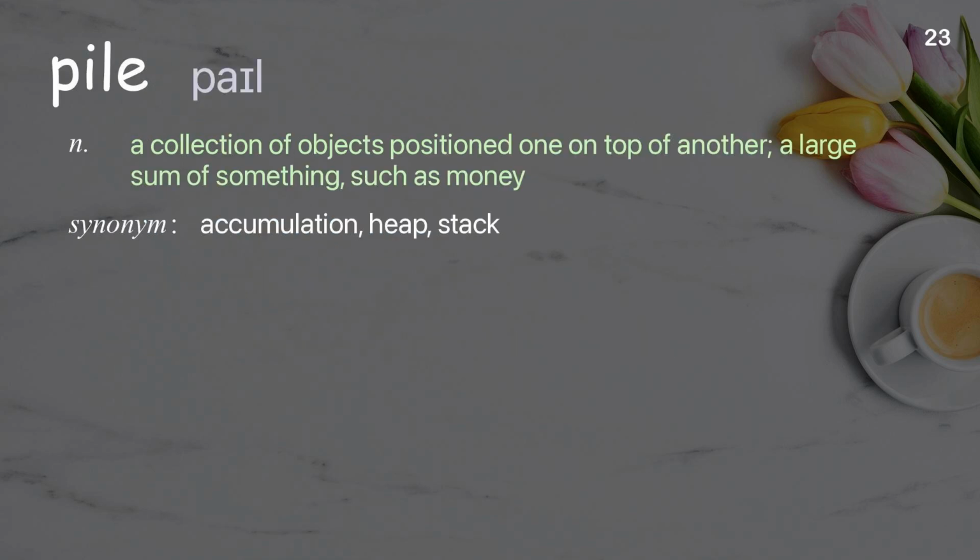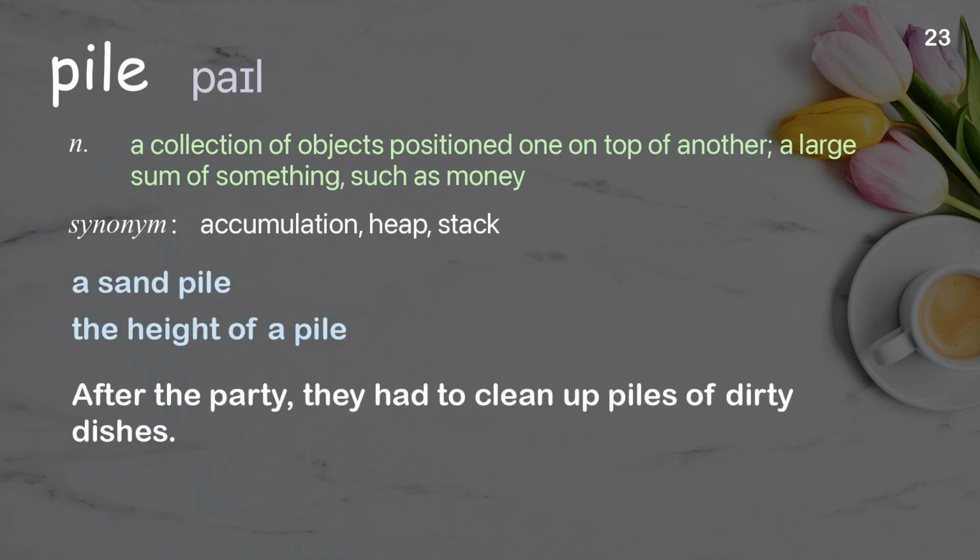Pile. A collection of objects positioned one on top of another; a large sum of something, such as money. Examples: A sand pile. The height of a pile. After the party, they had to clean up piles of dirty dishes.